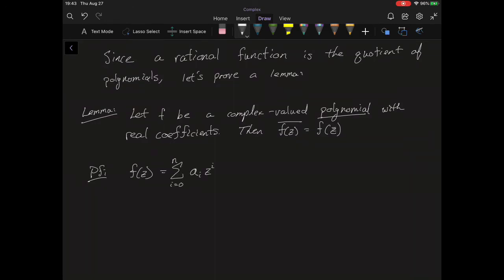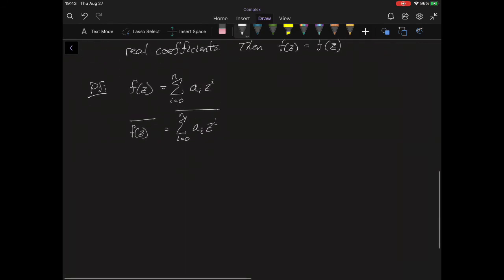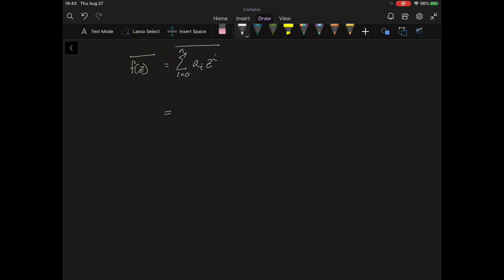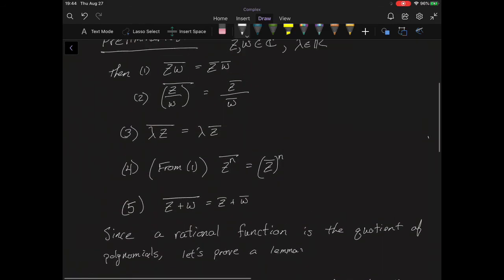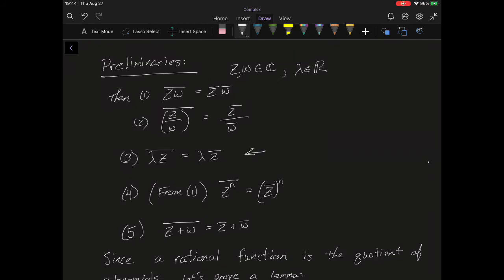So then f is the sum of a sub i, z to the i, as i ranges from 0 to n. And then let's take its conjugate. So the conjugate of f of z is the conjugate of this whole sum. And we can use the properties that we have, which will be written right next to each step, to show that the conjugate of f of z is f of the conjugate of z.